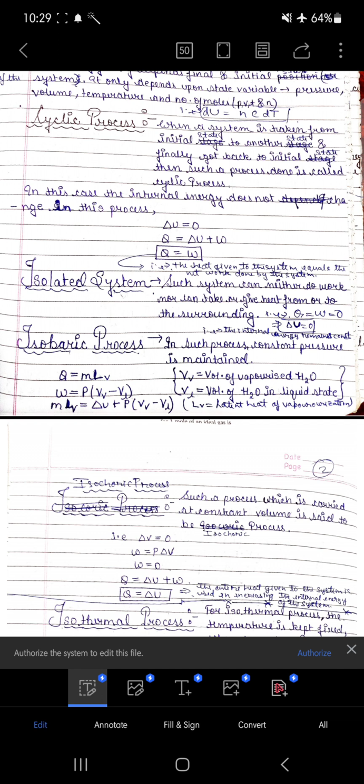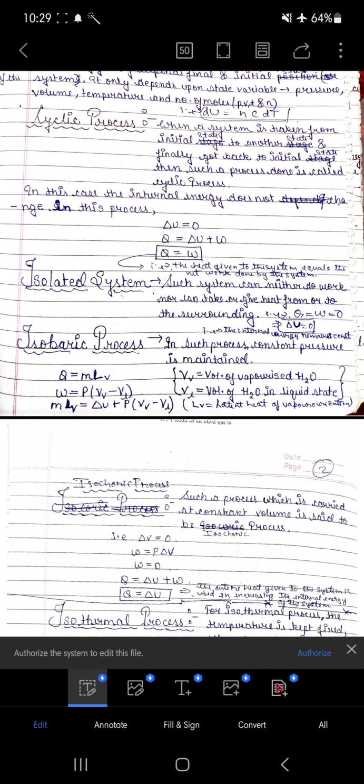And what will be the work done? Earlier it was in a liquid state, and finally it is going into the vaporized state. So V_V is the volume in the vapor state, and V_L is the volume of H2O in the liquid state. This is nothing new; we studied work done yesterday, that is equal to P into delta V. Delta V is the change in the volume, so vapor minus liquid: V_V minus V_L, the change in volume, into P, that will be the work done.